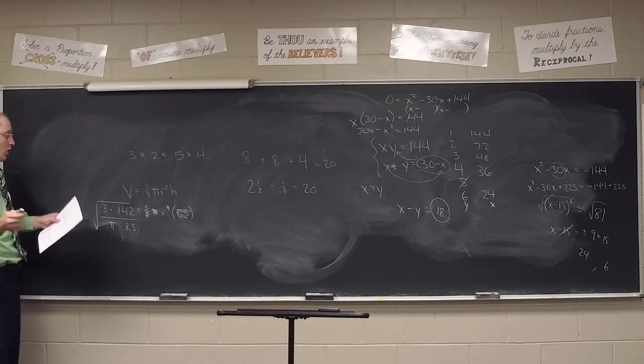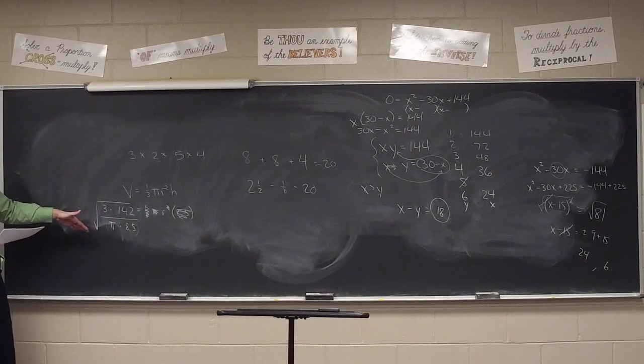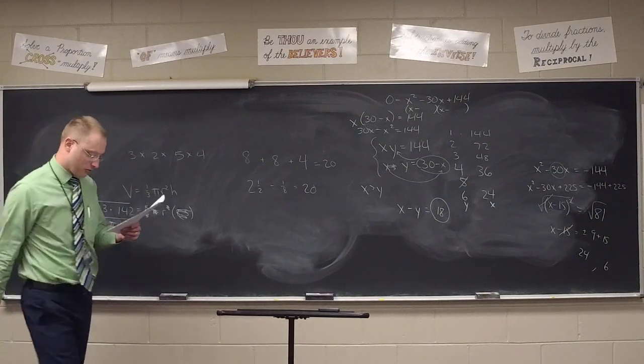So if you didn't get 4 on your calculator, 3 times 142, divide by pi, then divide the 8.5. Then take the square root of that answer. And it should be approximately 4.